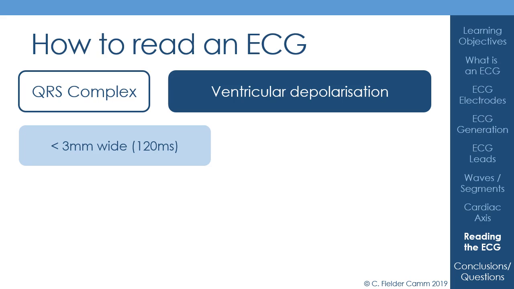And the upper limit of normal is normally considered to be 3 small squares, 3 millimeters wide, which is 120 milliseconds. Although you will, in some places, see it described that truly normal is less than 2.5 millimeters wide, so less than 100 milliseconds. And that portion of time between 100 and 120 milliseconds, if that's what the QRS complex looks like, represents some degree of partial block of the His-Purkinje system.